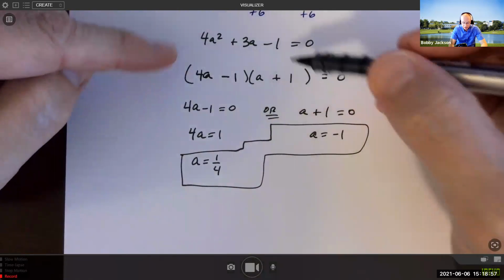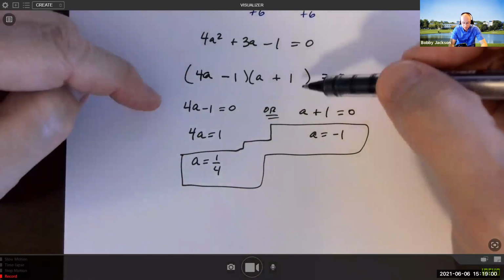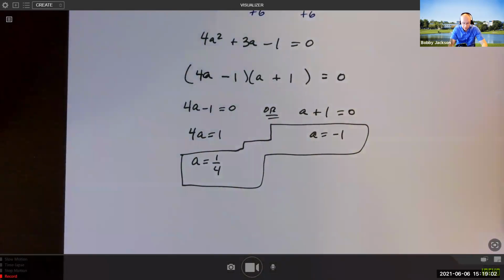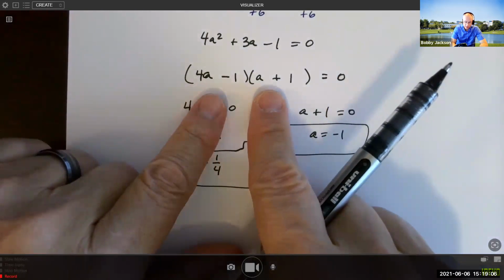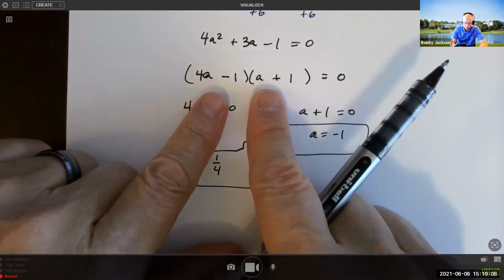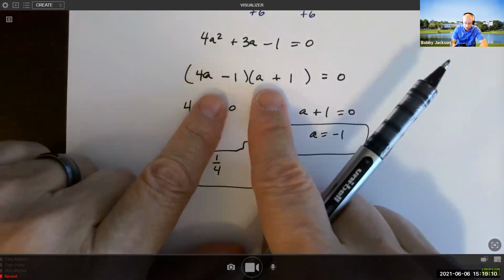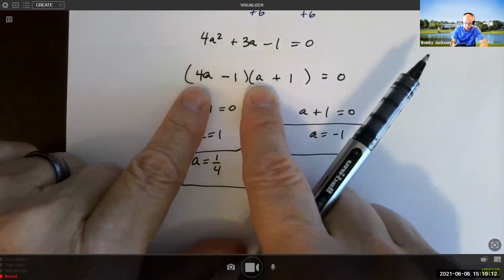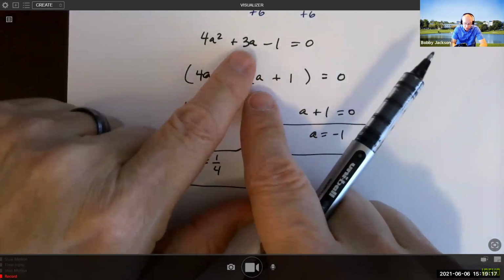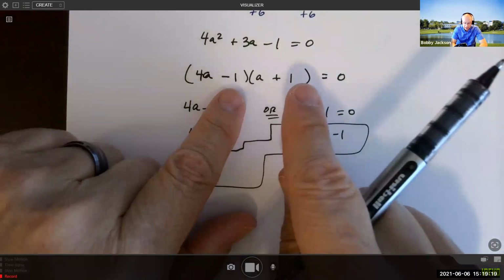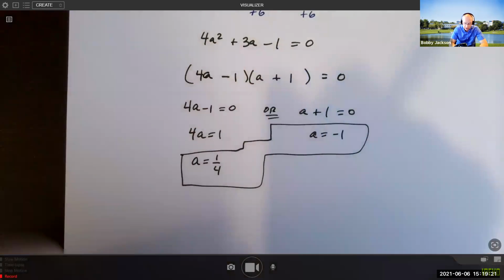You can use the AC method, grouping, trial and error, however you want to do it. It's pretty easy though. By trial and error, there's only a few trials. But here is the correct way that factors, and you can check, because first gives me 4a squared. The outer is 4a. The inner is -a. 4a and -a is positive 3a, and then last, -1 times +1, of course, is -1.